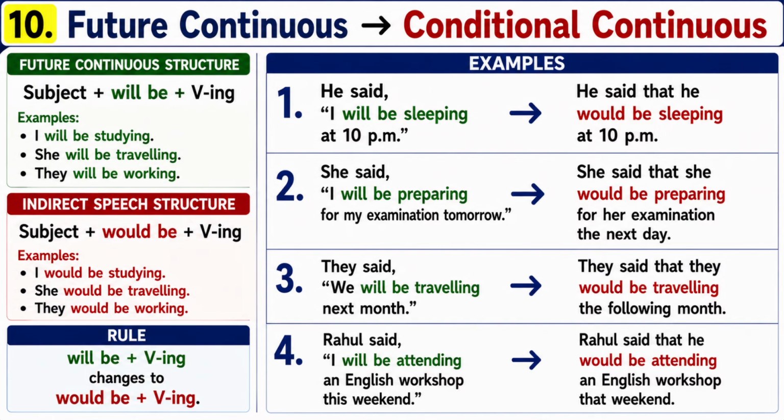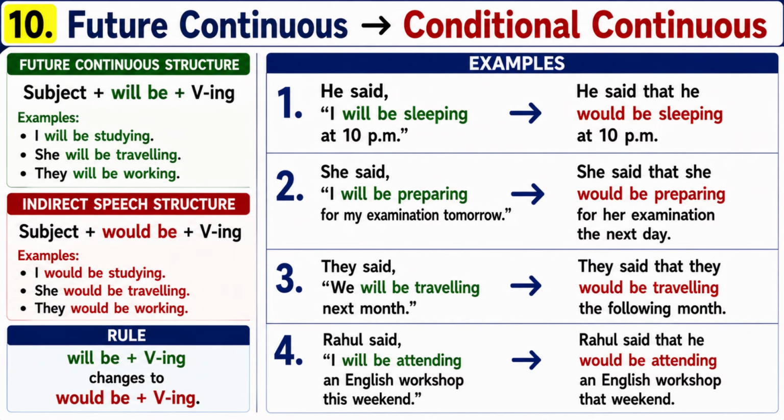In indirect speech, the structure becomes subject plus would be plus verb ing. Examples are, I would be studying. She would be traveling. They would be working. Remember this rule. Will be plus verb ing changes to would be plus verb ing.